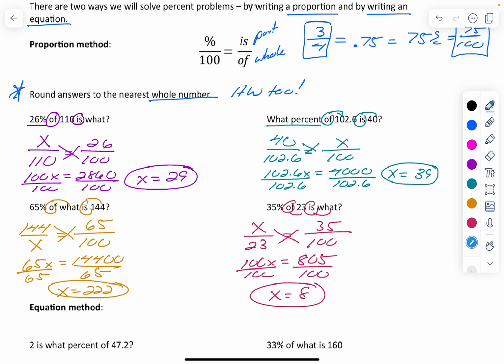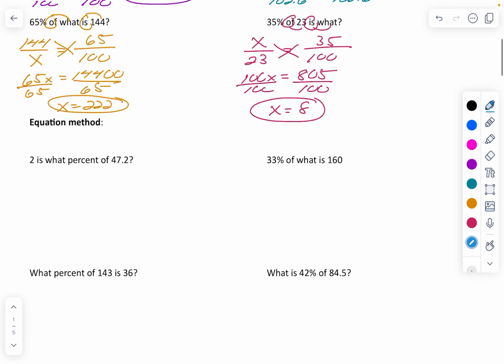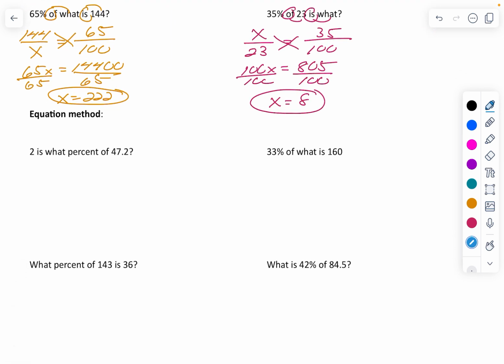Many students like that. You may like that too, and that's what you choose to do on the test. Great. But again, we are going to practice both methods on the homework, because you need to learn both methods. Now, the equation method is where we're going to translate from words to math.